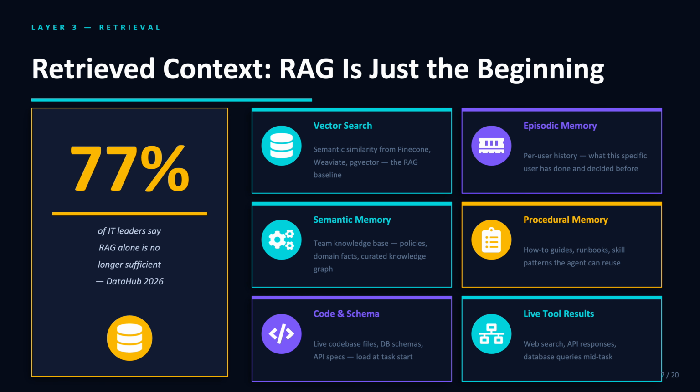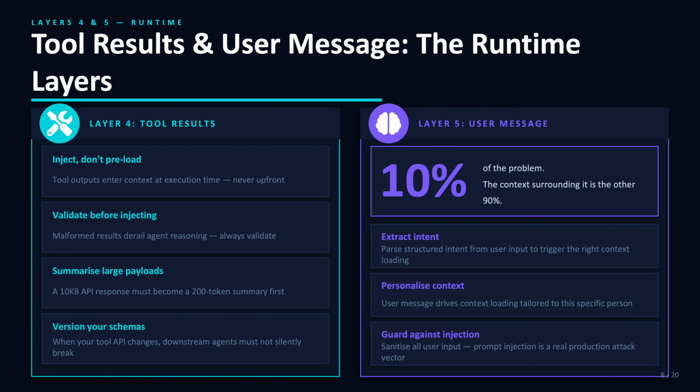The skill is knowing which retrieval type to use for which information and loading the minimum necessary at the right moment. Layers 4 and 5, the 2 runtime layers, and both have critical patterns that most teams get wrong. Layer 4, tool results. The rule is inject, don't preload. Tool outputs enter the context at execution time, never up front. But there are 4 specific patterns under this that matter in production.